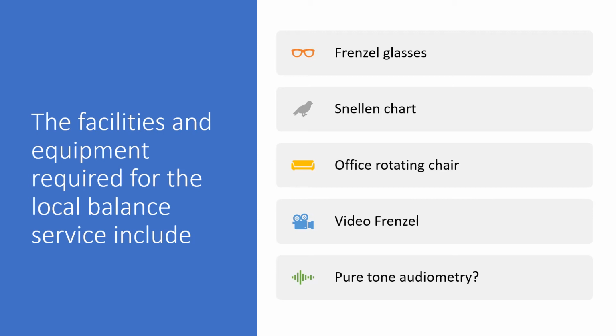If you have extra budget, acquire video Frenzels. This device can record oculomotor movement. So if you're not sure about the abnormality and can't make a diagnosis out of it, you can just send it to someone who probably can diagnose the abnormality.